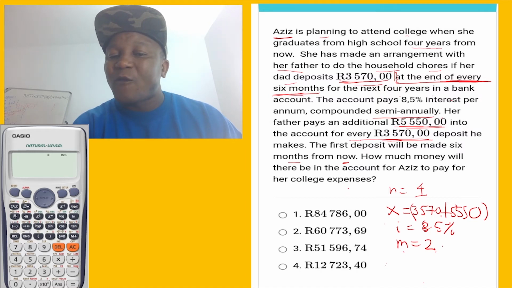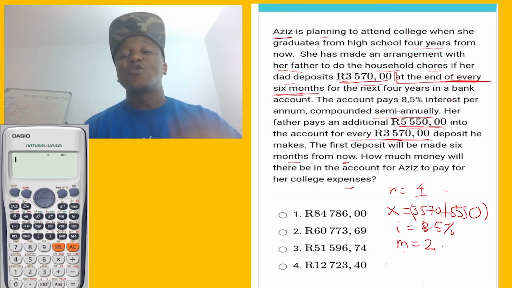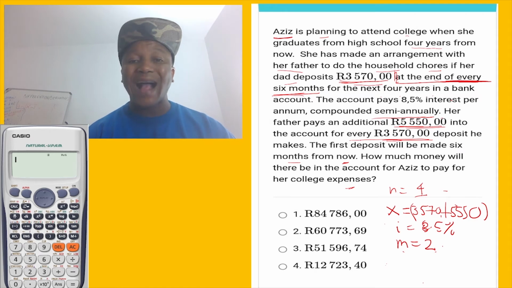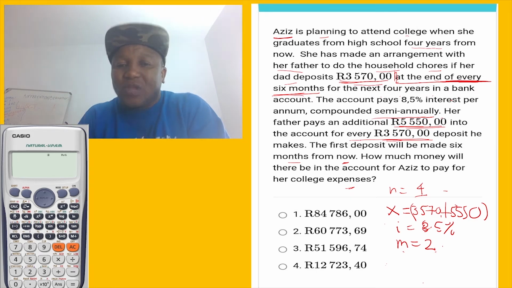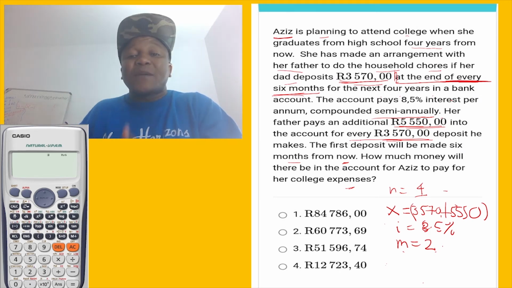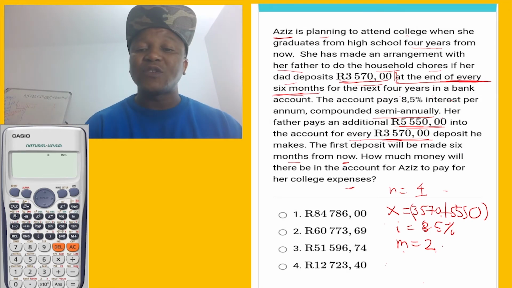After Aziz paid for her college expenses, meaning after 4 years, we know for a fact this is going to be the future value. You know why? Because this man Aziz doesn't have the money, meaning he's planning to do this for 6 months. The father planned to deposit the money for 6 months. So we're going to use the formula of future value.